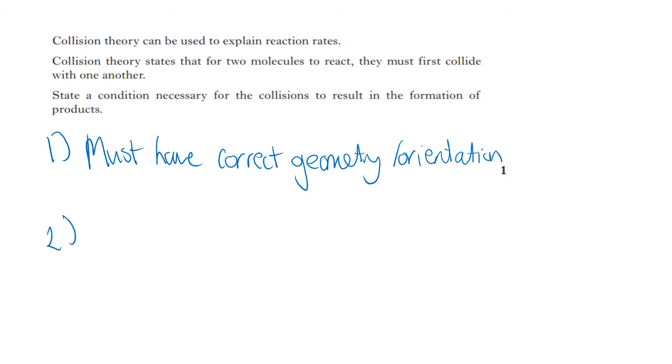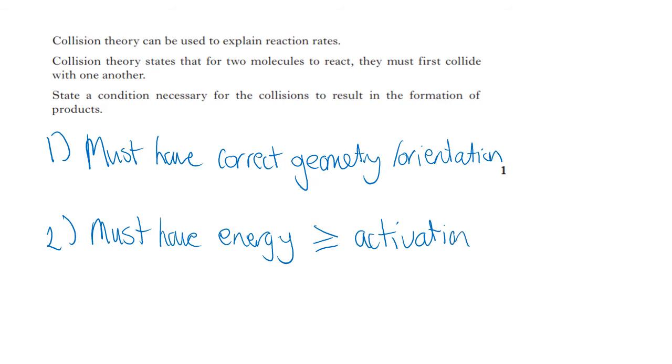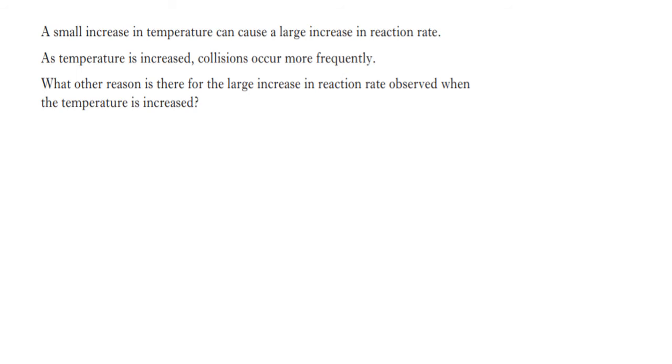And the second one is they must have energy greater than or equal to the activation energy. So they must have the activation energy and they must have the correct geometry. It only asks you to say one. So our next question, a small increase in temperature can cause a large increase in reaction rate. As temperature is increased, collisions occur more frequently. What other reason is there for the large increase in reaction rate observed when temperature is increased?